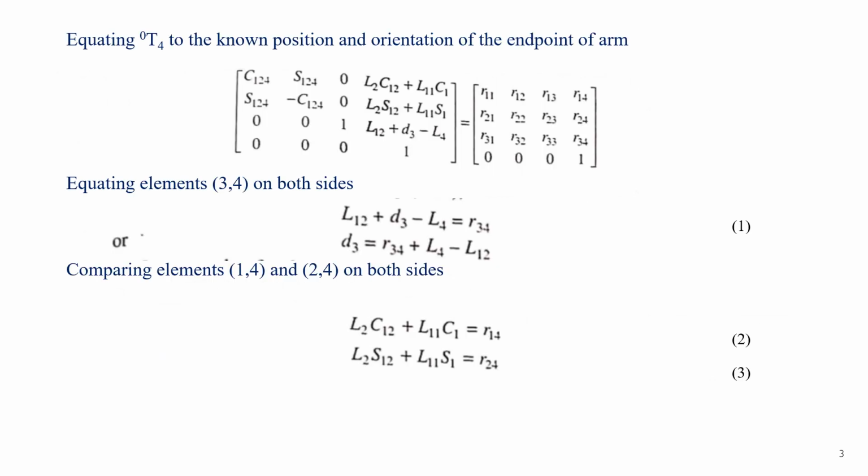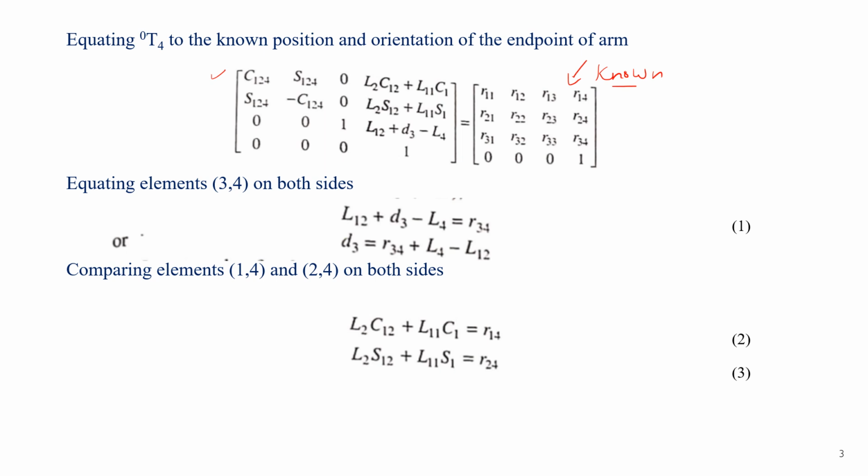Now, in the inverse kinematic problem, the end effector position and orientation are known to you. So the right hand side, whatever is given, is the known matrix, and we already have the forward kinematic model, this transformation matrix. Just by equating the two matrices, you will get this.